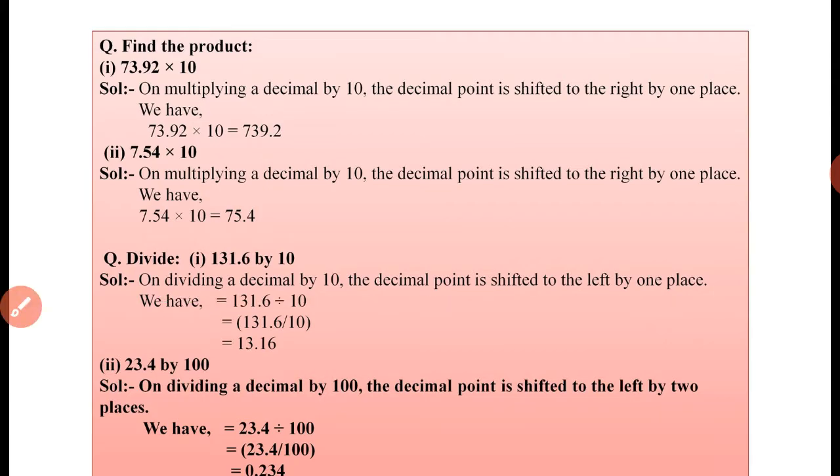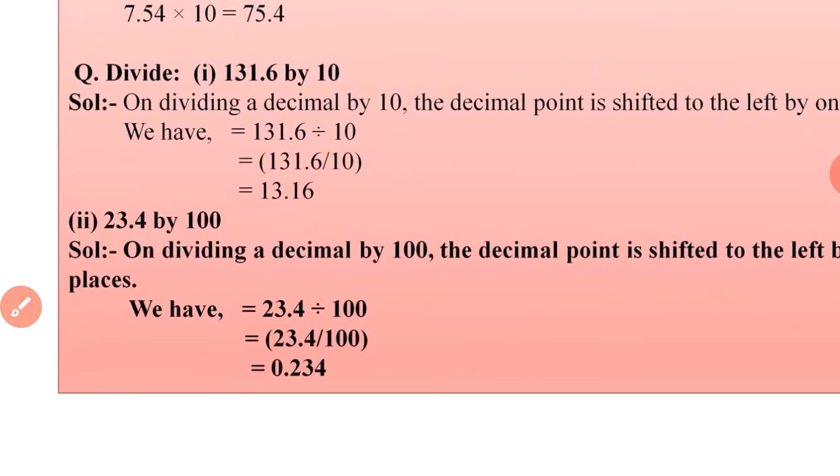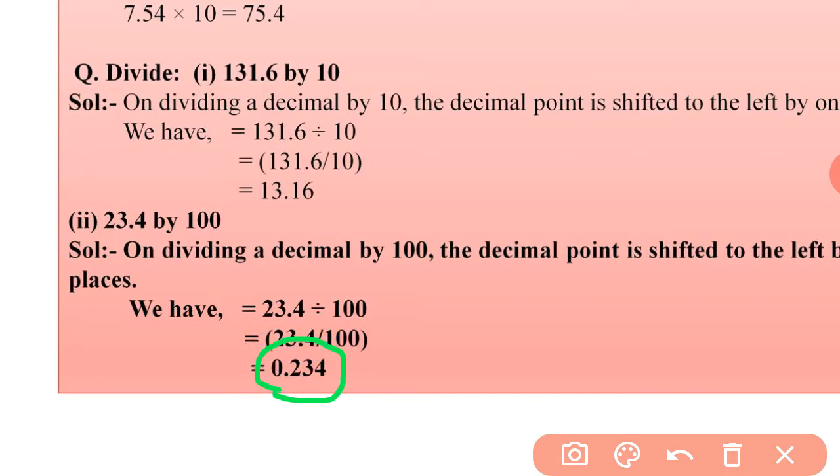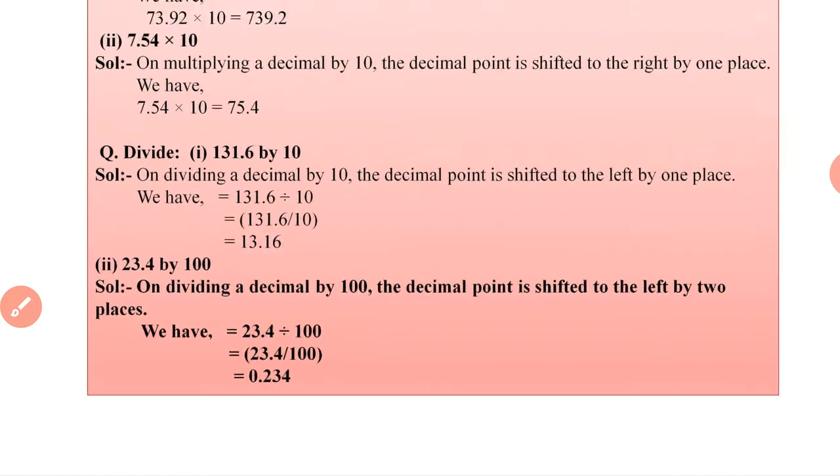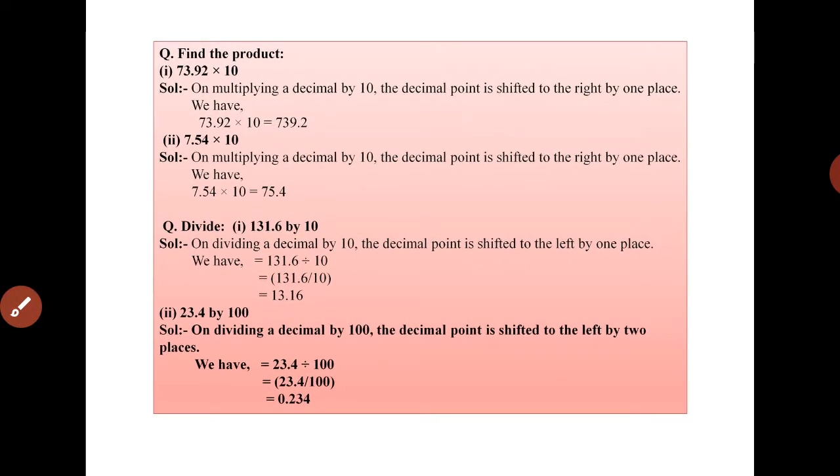So when 131.6 is divided by 10, the decimal point shifts one place to the left side, so here it will become 13.16. Similarly, see the second part. In the second part we have 23.4, and when we divide it by 100, the point will shift two places to the left, so it will become 0.234. So in this way you can do multiplication, division, addition and subtraction in decimals.